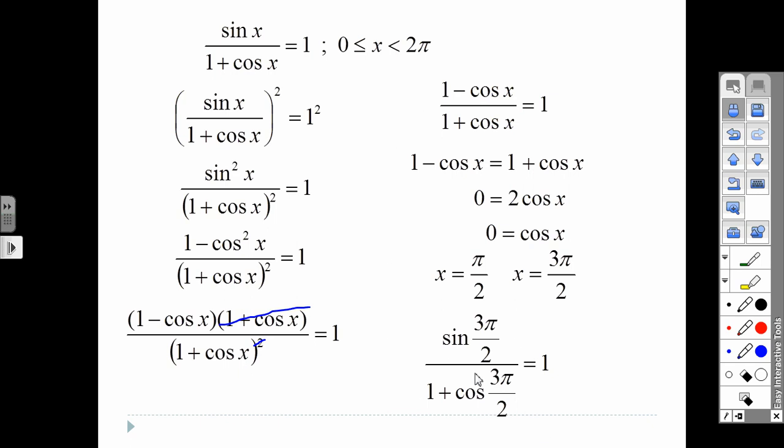So here's plugging it in, right? Now, if you look at your unit circle, the sine of 3 pi over 2, that's negative 1, whereas the sine of pi over 2 is positive 1. And we know that the cosine of 3 pi over 2 is 0, so that just goes away and you're left with the 1 down here. But what happens is because the sine of 3 pi over 2 is negative 1, negative 1 over 1 is not equal to 1. So we have to throw that answer out. So get rid of it. And then we know that our answer is simply pi over 2.